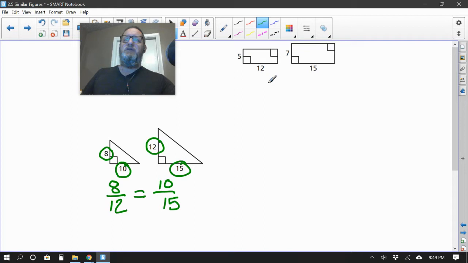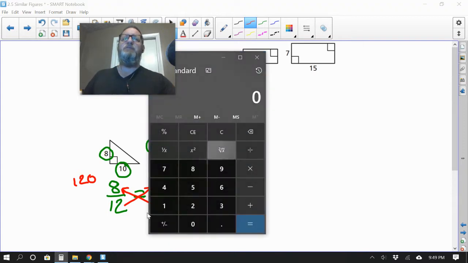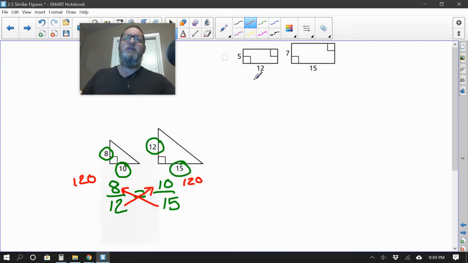Again, let's try those cross products and find out, or you can simplify the fractions either way. Let's start with cross products. What's 12 times 10? Well, 12 times 10 is 120. And do you know that 8 times 15 is also 120? Here, I'll even bring up a calculator and show that to you real quick. 8 times 15. There's the 120. All righty. So we got our 120 on both sides. That's a great way of doing that, those cross products.